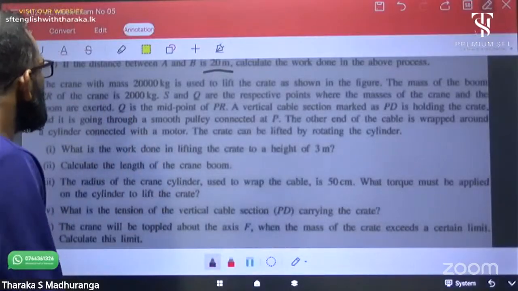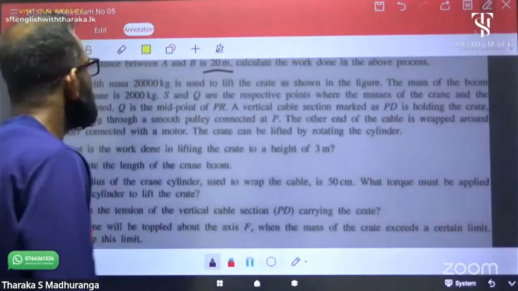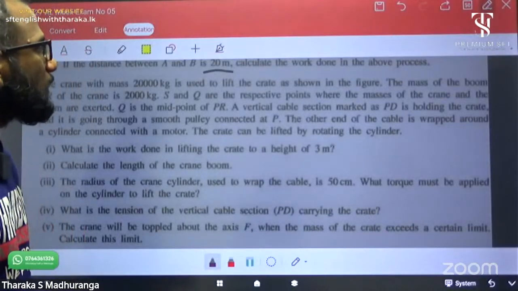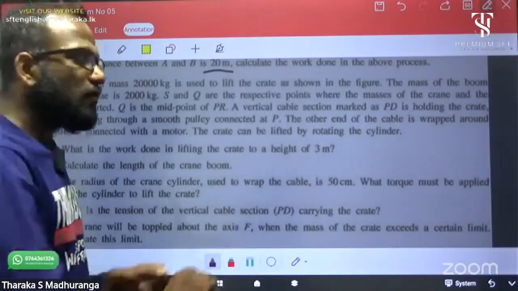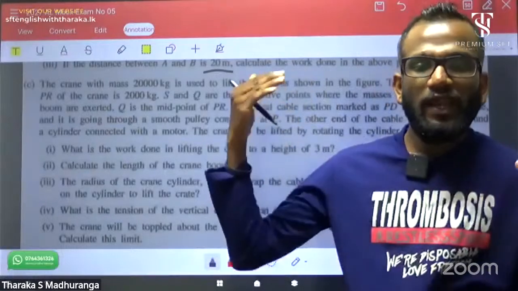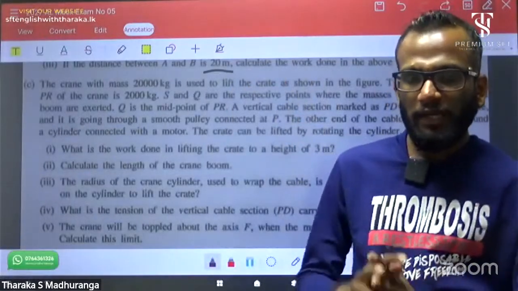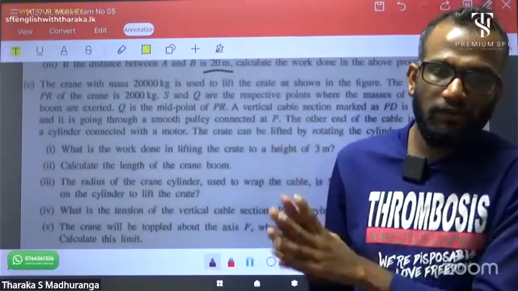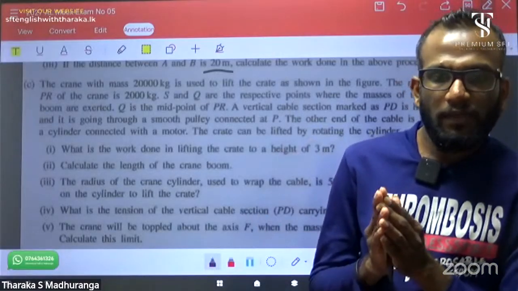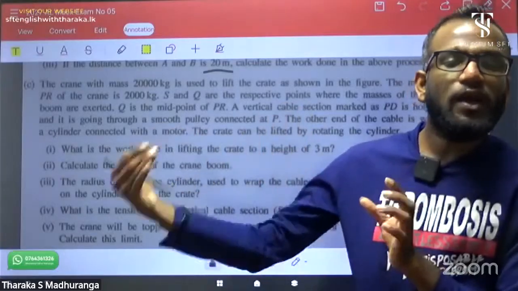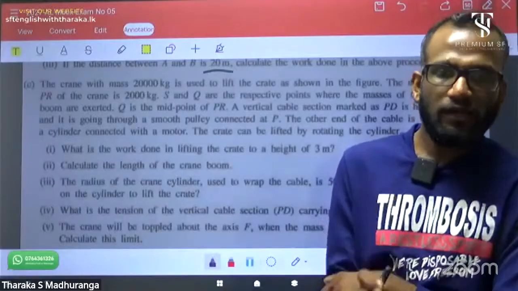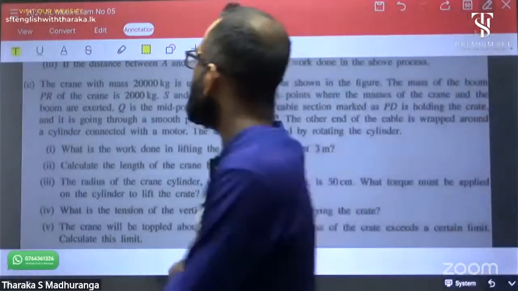Okay, part C. The crane of mass 20,000 kilogram is used to lift the crate as shown in the figure. When you read this question, you should imagine the story. Otherwise you have to read this 3 to 4 times, then you can't manage your time. In exam, time management is the most critical thing, right?